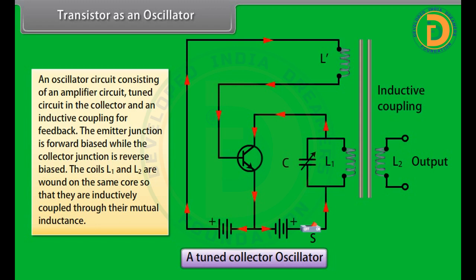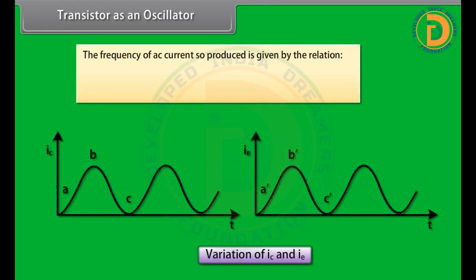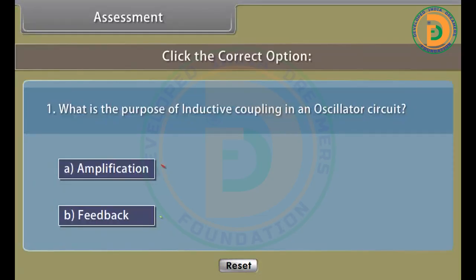On reaching saturation, collector current stops varying. Hence, the induced EMF in coil L vanishes. The frequency of the AC current so produced is given by the relation f is equal to 1 upon 2 pi multiplied by 1 upon under root LC.